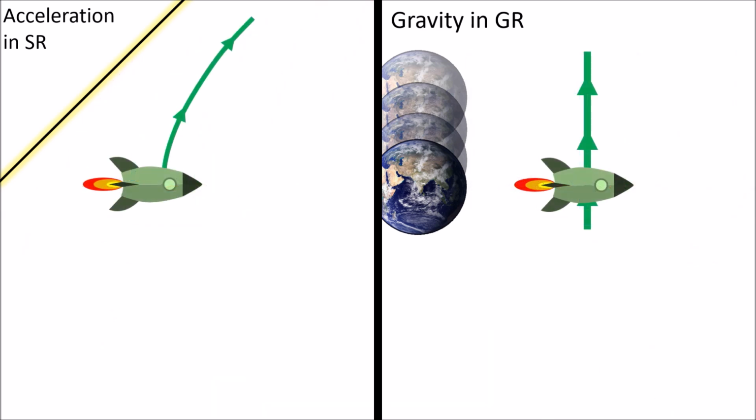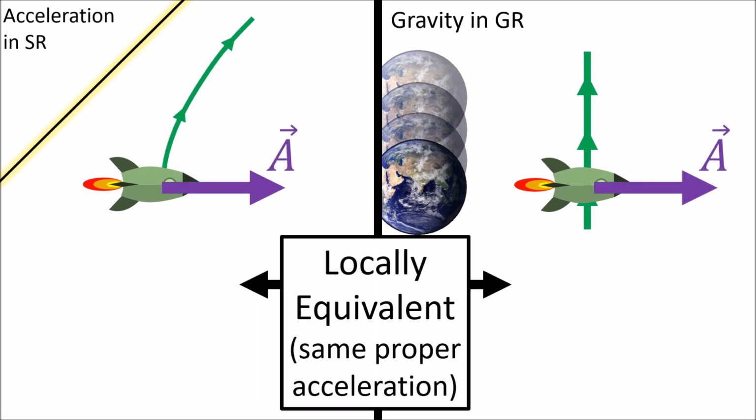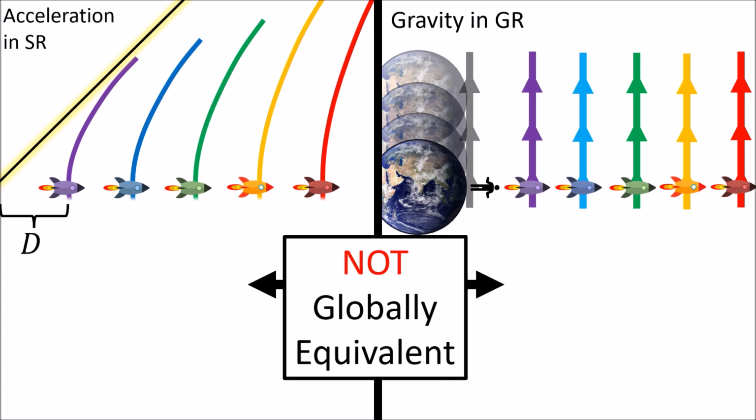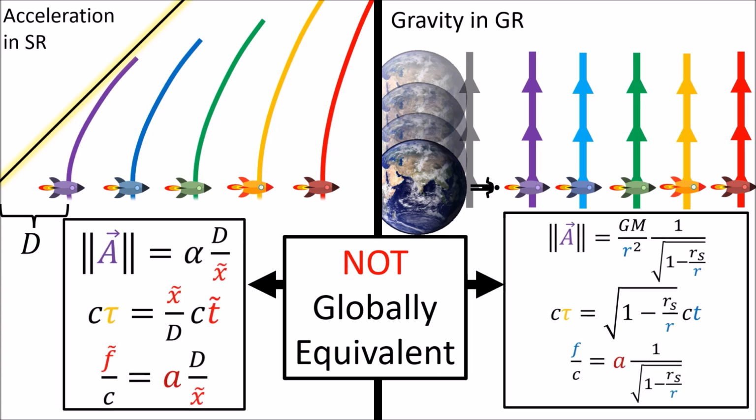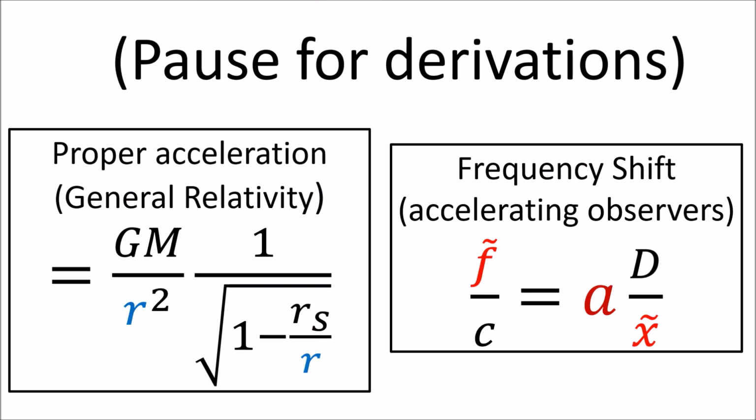So, while an accelerating spaceship in deep space is locally equivalent to standing on a planet, or firing your rockets to maintain a constant position above a planet, globally, the two cases measure different proper accelerations, different time dilations, and different frequency shifts. So we cannot treat gravitational frequency shift and Doppler frequency shift as globally equivalent. Also, if you want to know where these formulas come from, you can pause and look at these derivations.